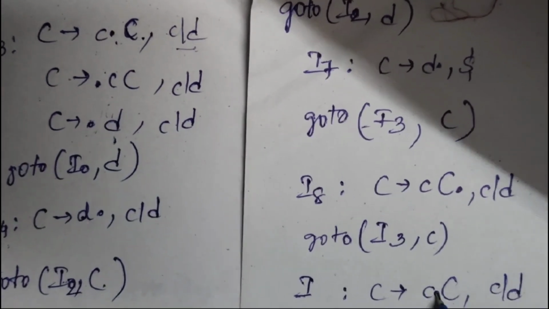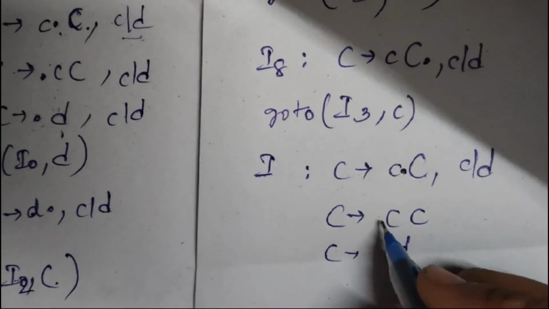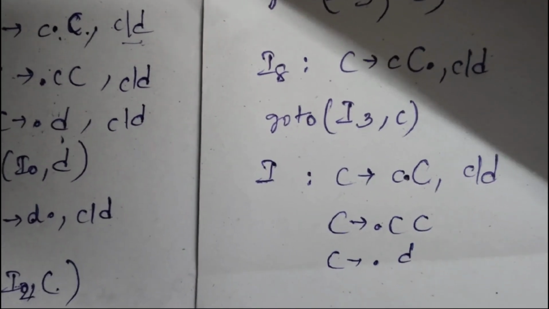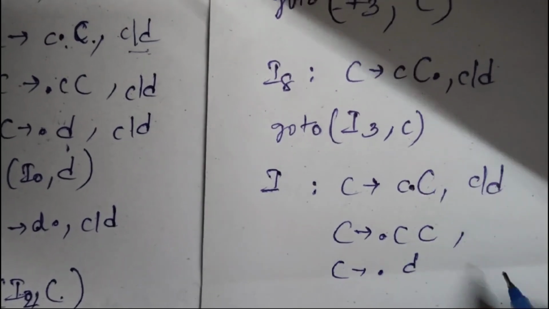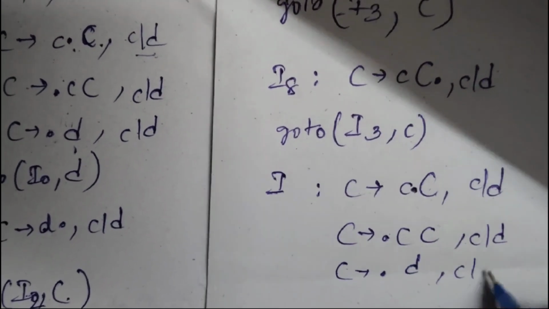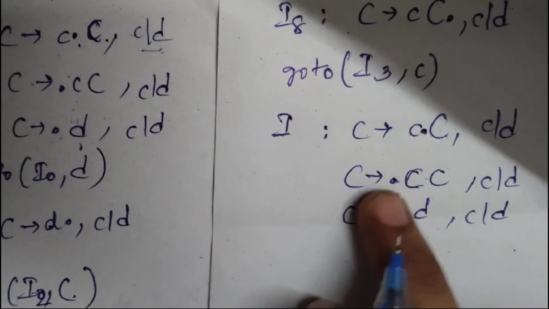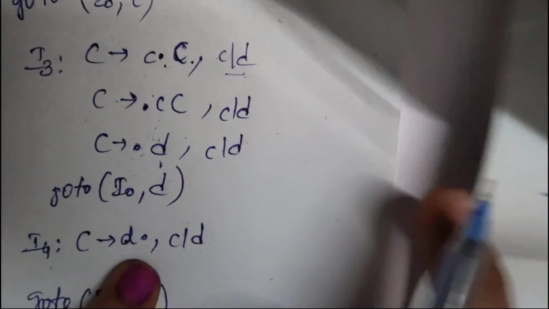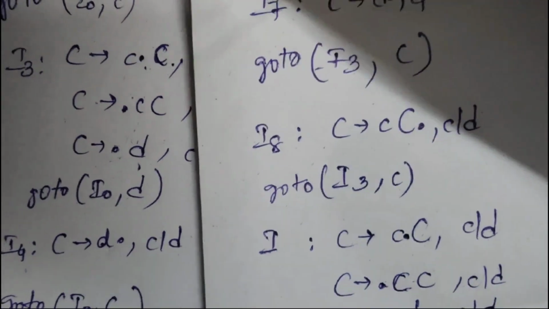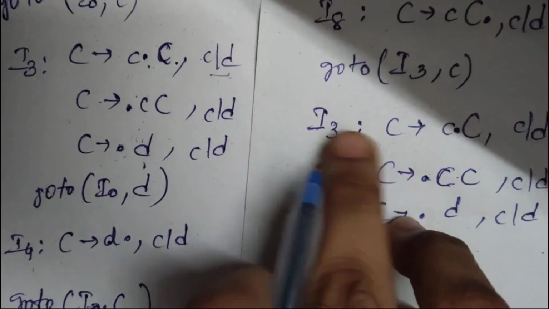See, again the dot is following a non-terminal, right? We'll write all the C productions with a dot before it, and the lookahead symbol. First off, we don't have anything, so we'll write the lookahead symbol as it is. Now the dot is following non-terminal C. We already wrote the C productions, so no need to write them again. We got the same productions here for this and this, so we can just replace it with I3 only.